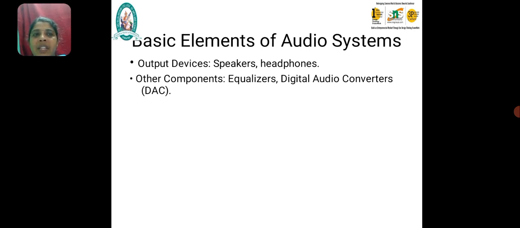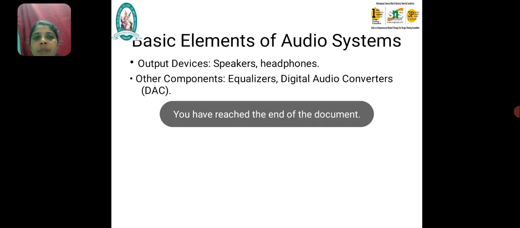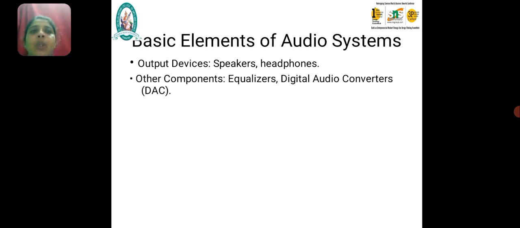These are the basic elements of the audio system. Output devices: we need speakers and headphones. Other devices are equalizers, digital audio converters, etc. So from this, I conclude the audio system and its importance. Thank you.